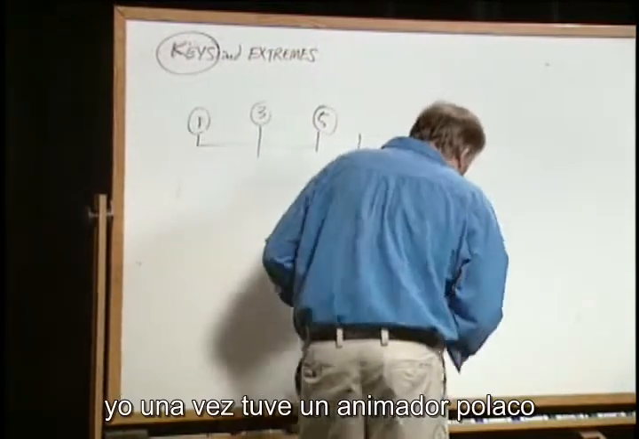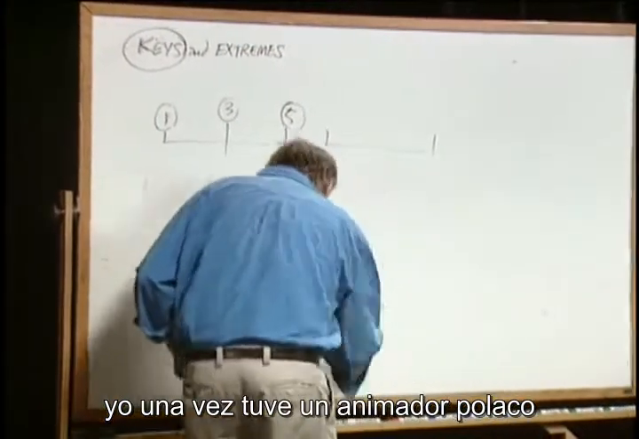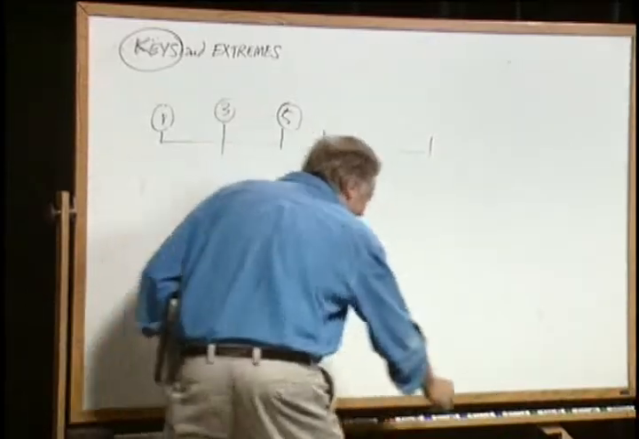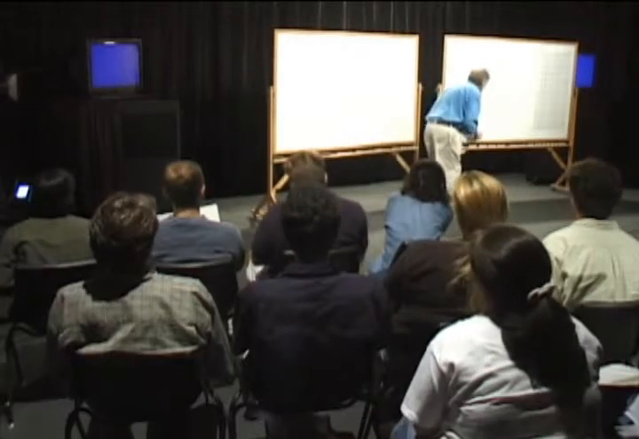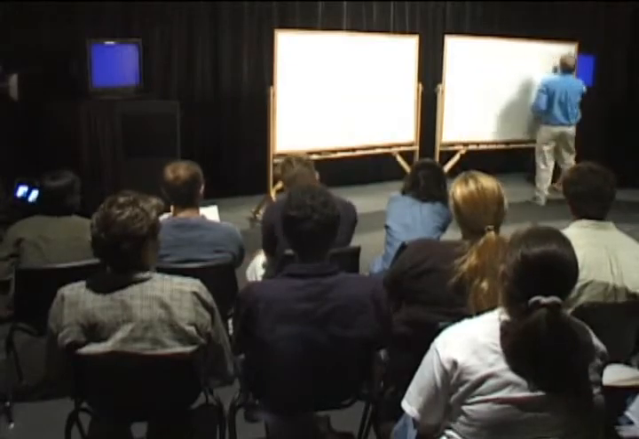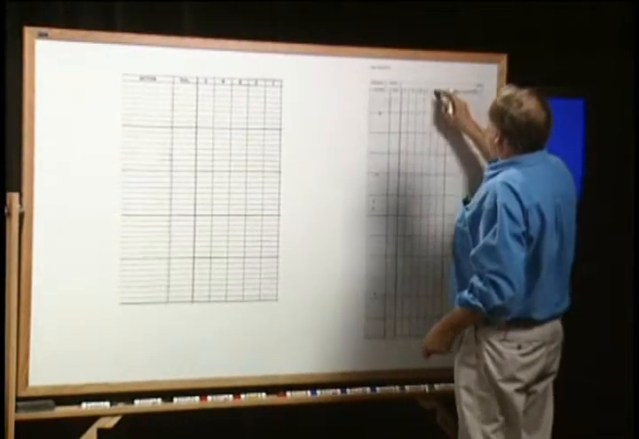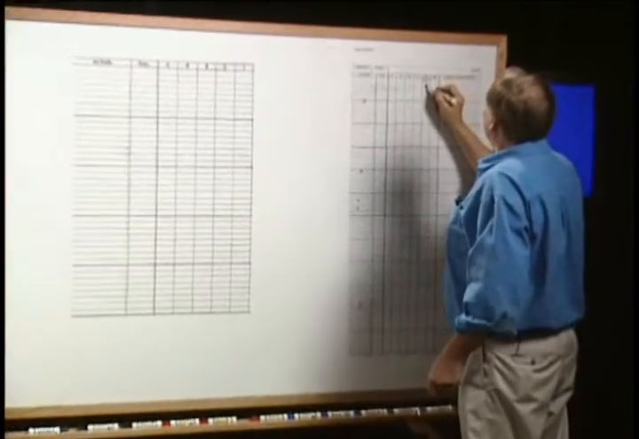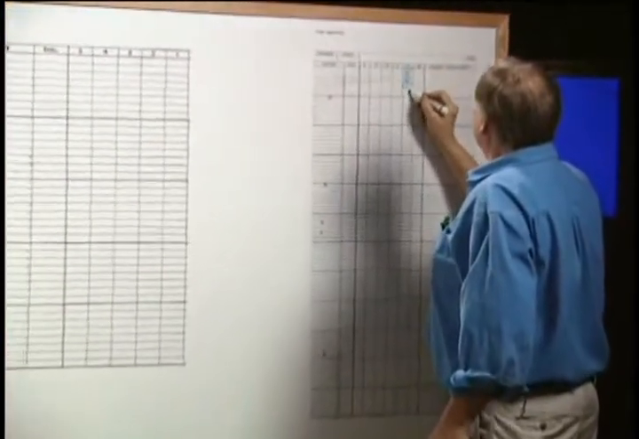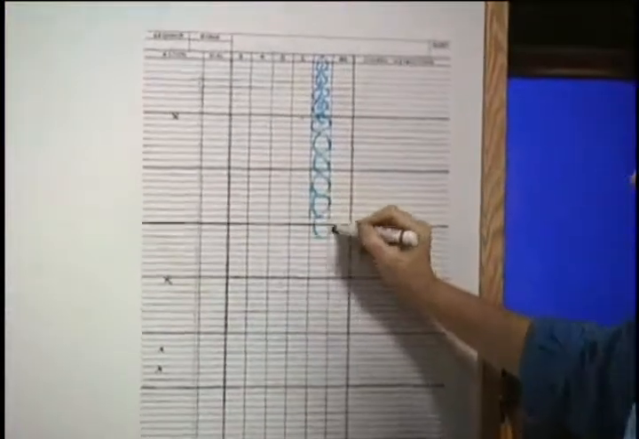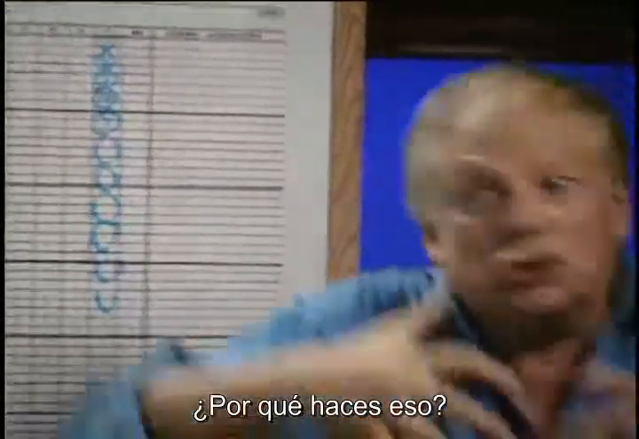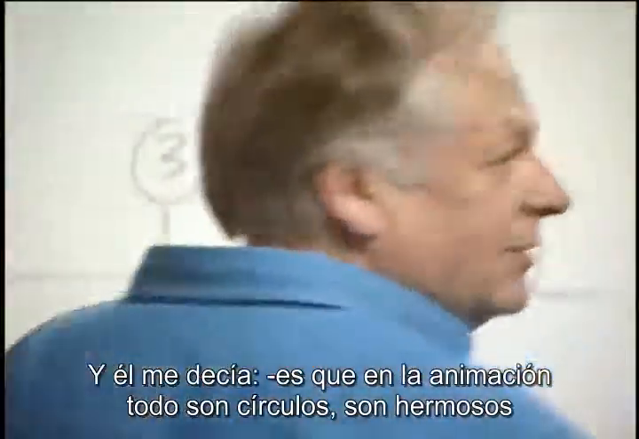I had a Polish animator once, Stepan. He would go down the page. He'd take this column. He'd go 1, 2, 3, 4, 5, and it was just circles all the way down the page of the numbers. And I said, "What are you doing that for?" He said, "This animation is round, this circle, lovely, lovely." So we love circles.